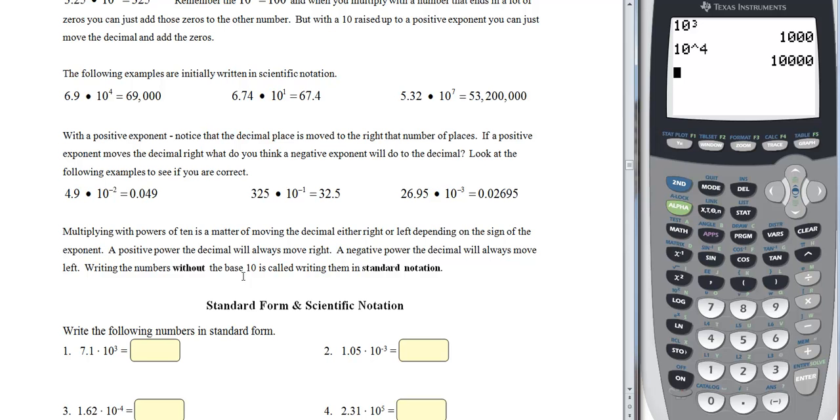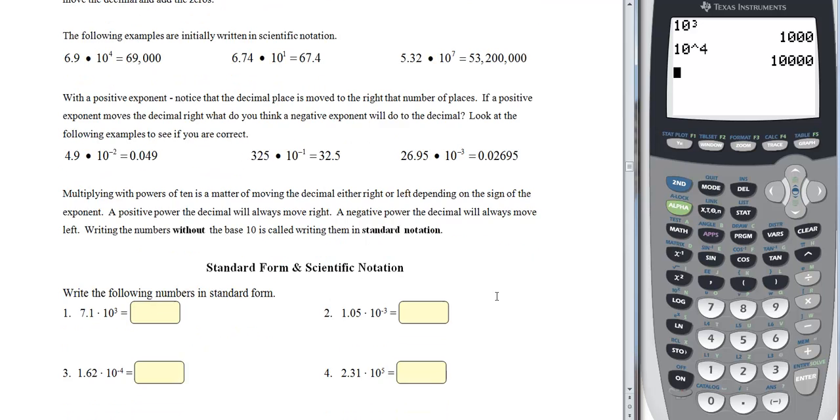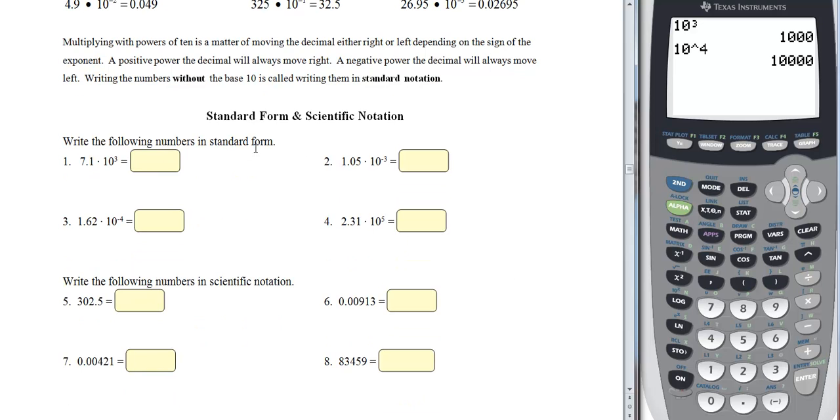Writing the numbers without the base 10 is called writing them in standard notation. So first one we're going to look at is when they're in scientific notation, going to write them to standard form, and then when they're in standard form, writing them into scientific notation. Now to write them in scientific notation, if you'll notice a pattern here, you have got to have one single non-zero digit in front of the decimal, and then everything else after, times 10 to some power, depending on which way the decimal moved. So why don't you try 1 through 4.